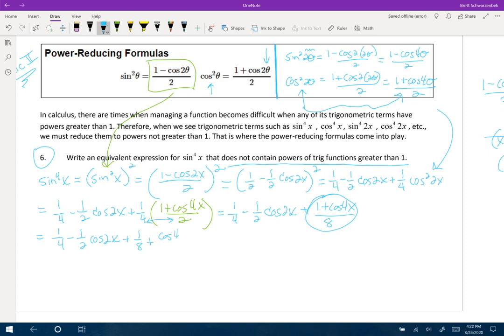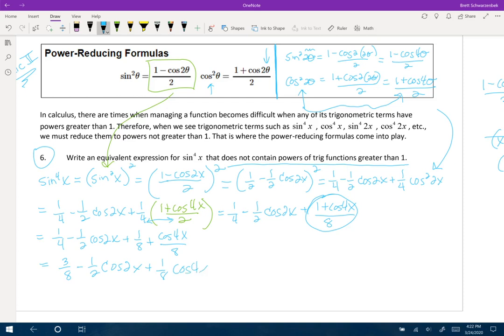Note, hopefully everybody's realizing right now that we have no exponents that are larger than 1. That is tremendous. That is exactly what we wanted out of this problem. But we do have like terms. So 1/4 and 1/8, we can add those. That's 2/8 and 1/8 is 3/8. We have 1/2 cosine 2x. And then this we can change to 1/8 cosine 4x.